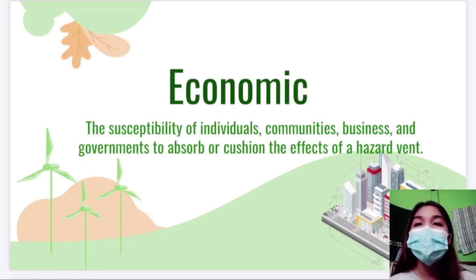they lack the resources to build a safer home to protect themselves from a disaster. So, in this kind of situation, we can see that those who don't have a stable job are more vulnerable than those who have a stable job. So that is an example of economic vulnerability.